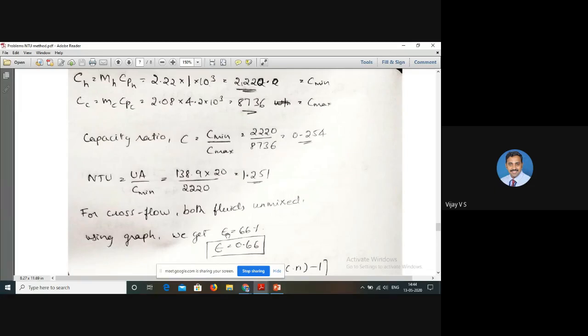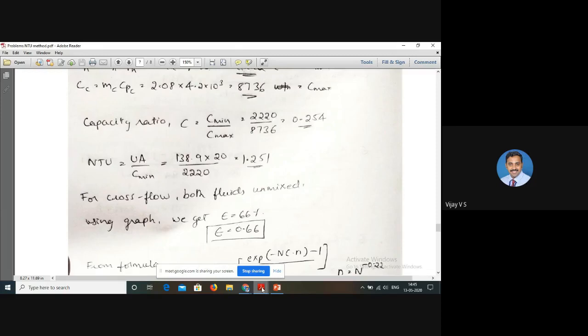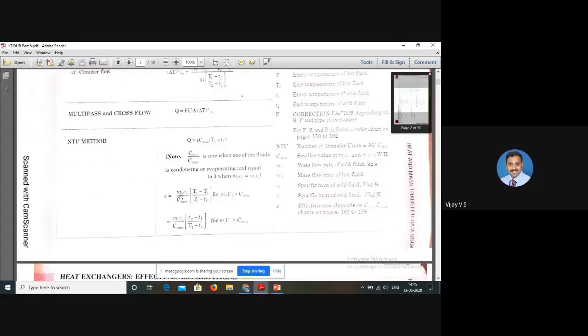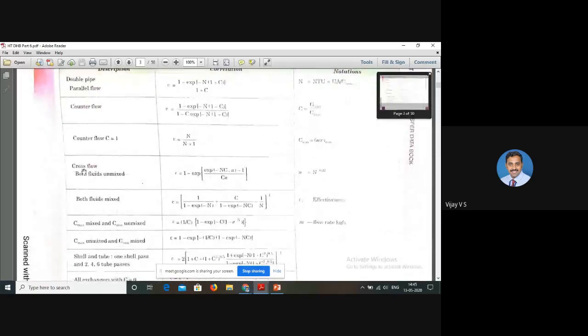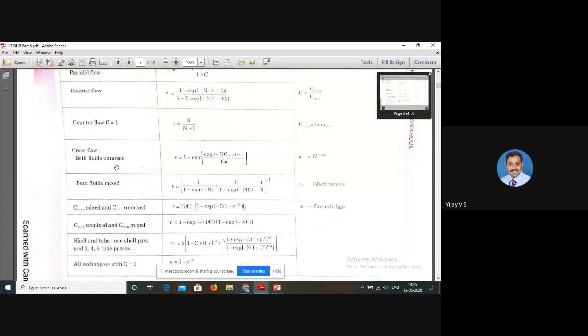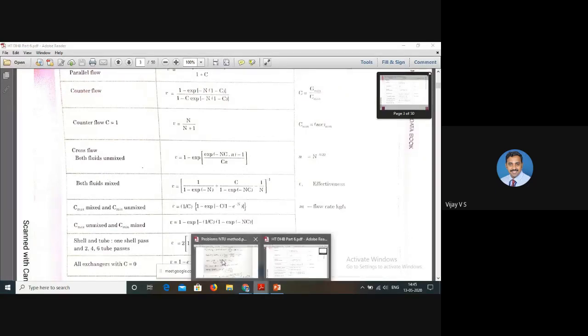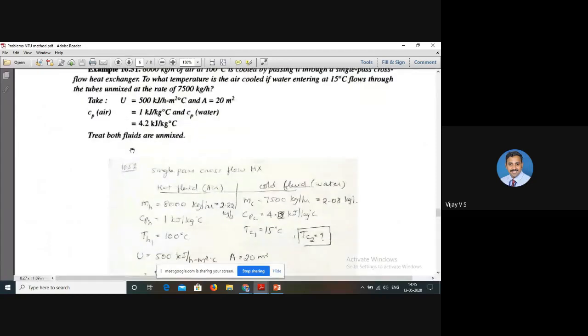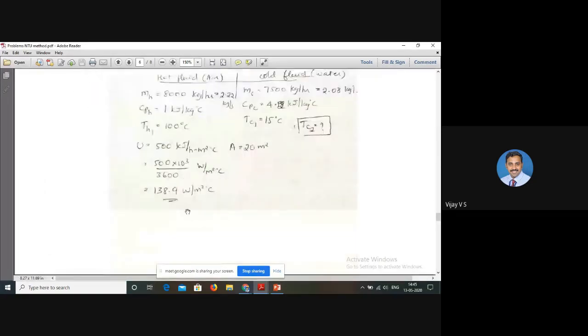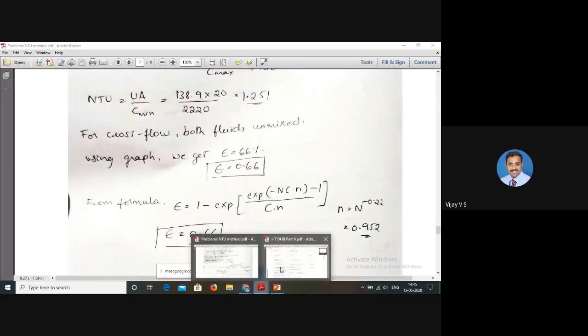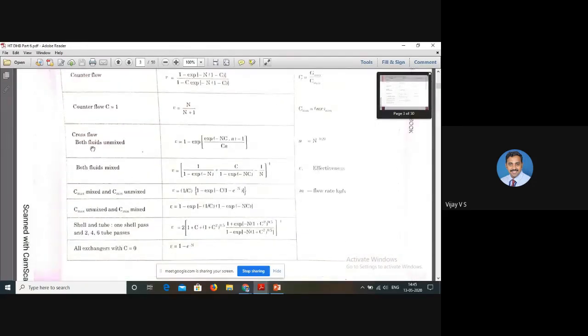Now what I should find out is effectiveness. Instead of using the formula for cross flow, see, in cross flow there are two types, both fluids unmixed and both fluids mixed. In the question, both the fluids are unmixed, therefore I have to use the second formula. It is a very big formula, and here we have one more term called small n, where n is nothing but n to the power minus 0.12.